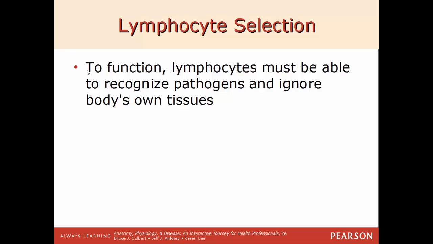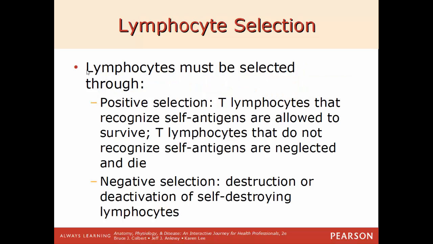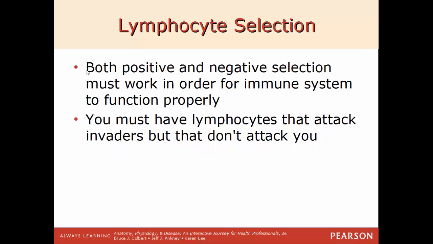All right, now move on to lymphocyte selection. In order to function, lymphocytes must be able to recognize pathogens and ignore your normal, healthy, regular tissues. Now, lymphocytes must be selected through one of a few ways. First one, positive selection, is where T lymphocytes that recognize self-antigens are allowed to survive, but T lymphocytes that do not recognize self-antigens are neglected and then eventually will die. You can also have it selected through negative selection, through destruction or deactivation of self-destroying lymphocytes. Now, both positive and negative selection must work in order for the immune system to function properly. So you must have lymphocytes that attack invaders but don't attack you.